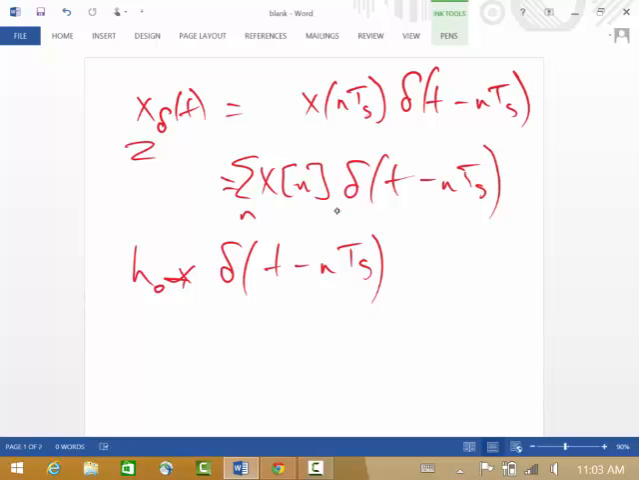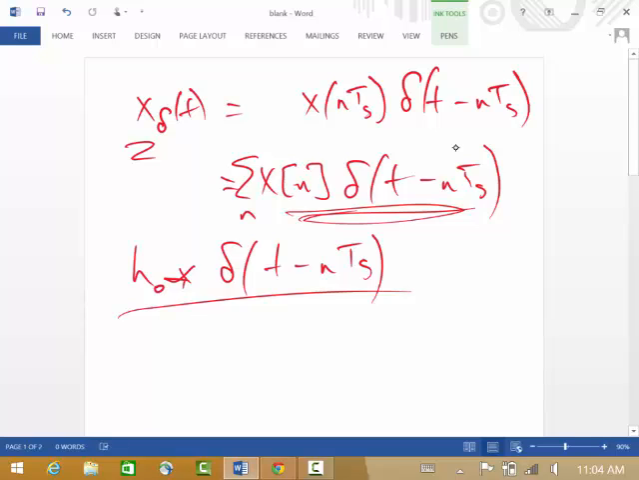Do you understand what the heck this thing is? Right, this thing is a sampled signal. Right? Is that okay? So now imagine convolving h0 with the delta that appears in that sum. What would you get?